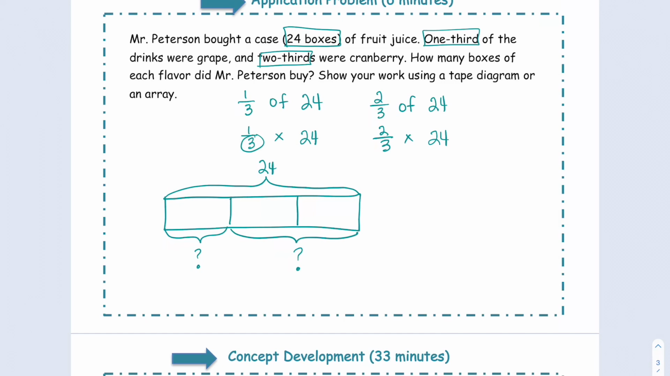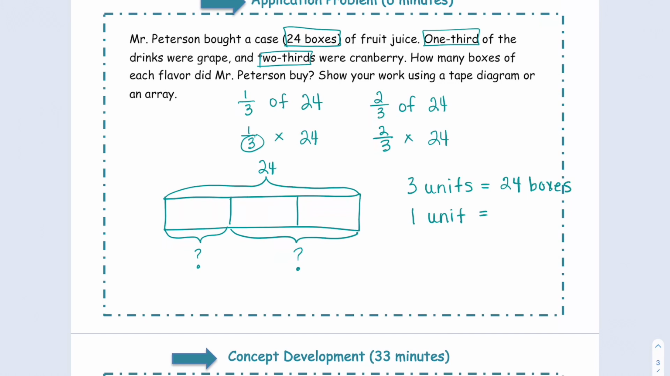Okay, so now I've got some work to do. First thing I have to do is think of the whole case divided into 3 equal parts. So I'm going to put 3 units here instead of 3 parts. So 3 units would be 24 boxes. Okay? Then I have to figure out 1 unit. So to figure out 1 unit, I'm going to divide 24 divided by 3.